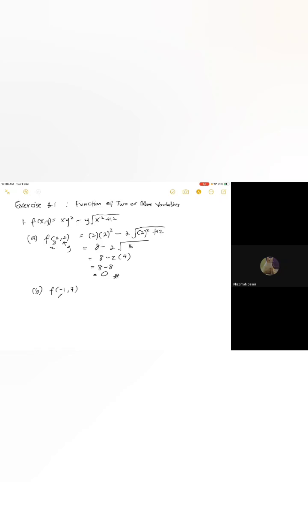The same goes with B. This is x, this is y. Okay, so you substitute the value of x and y into your function. Okay, so just use your calculator. You will get negative 74.2389.